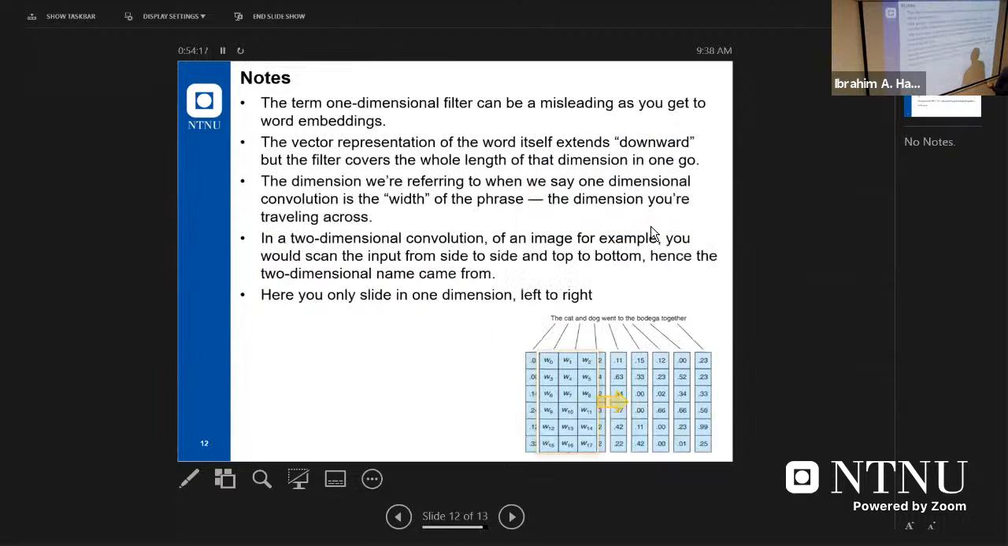It's just that the one-dimensional filter can be misleading as you get to a new word embedding, right? The vector representation of the word itself extends downwards, but the filter covers the whole length of the dimension in one go. The dimension we are referring to when we say one-dimensional convolution is the width of the phrase, the dimension you are traveling across.